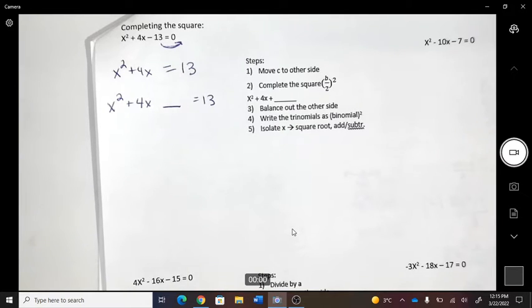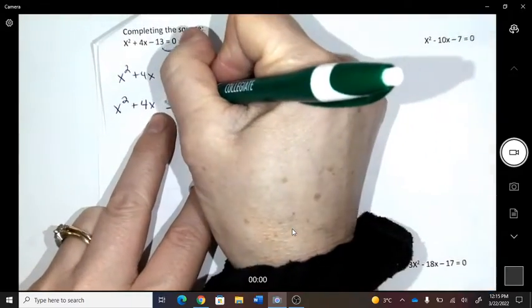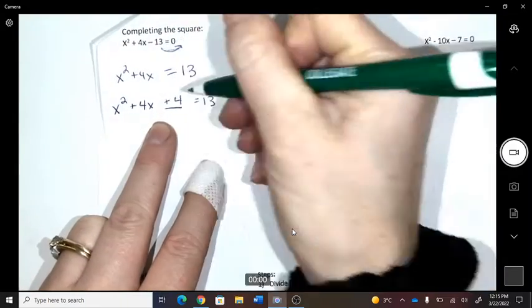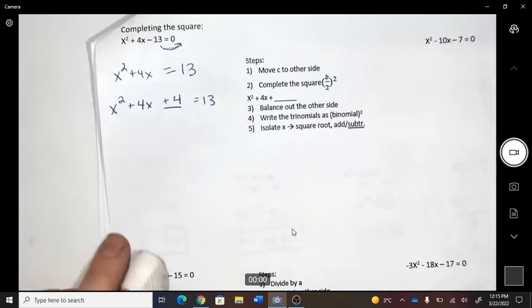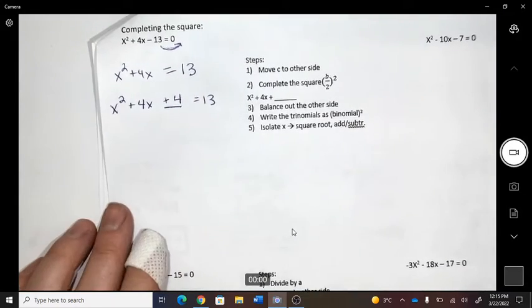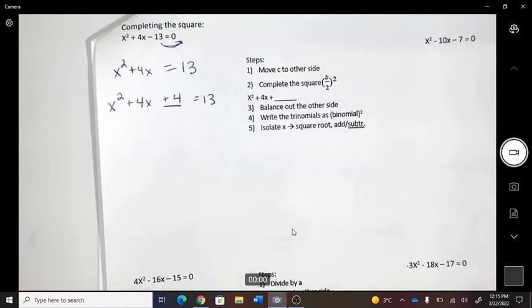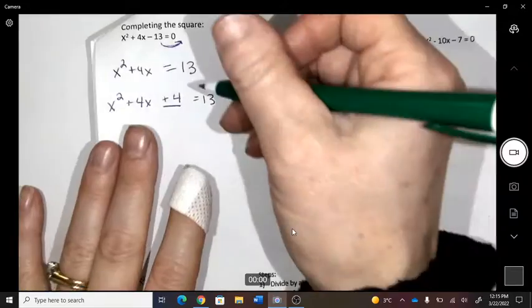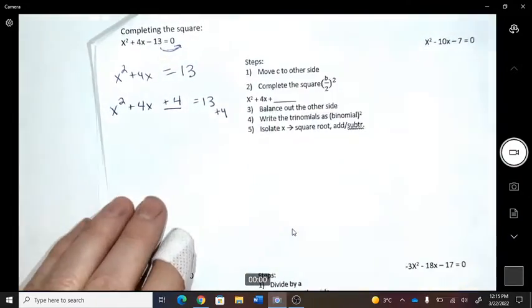What do we want that trinomial to end with? Do you remember you have to do two things in your head? Divide by 2 and square it. So it's going to be a 4. 4 divided by 2, 2 squared is 4. What happened? We created that. It didn't exist, so we upset the teeter-totter. So now we're going to have to add 4.